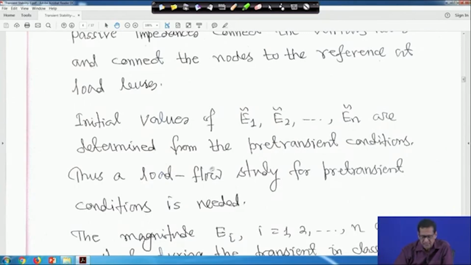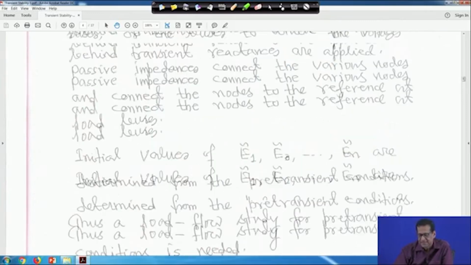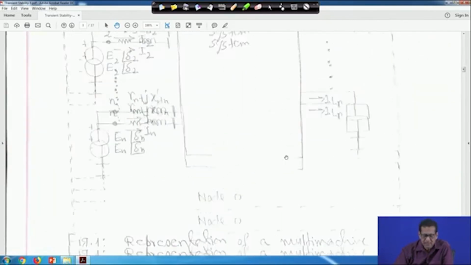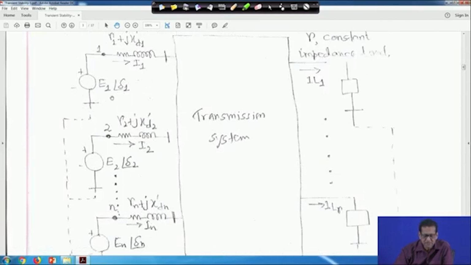Thus, a load flow study for pre-transient condition is needed. This figure is the original, a better figure I showed you. This voltage is E1 angle delta 1, this is E2 angle delta 2. Once the load flow is known, then E1, E2 up to En and delta 1, delta 2 up to delta n can all be computed, that we will see later. The current flowing here is I1, I2 up to In, and these are the internal machine buses, this is 1, this is 2, up to this n.